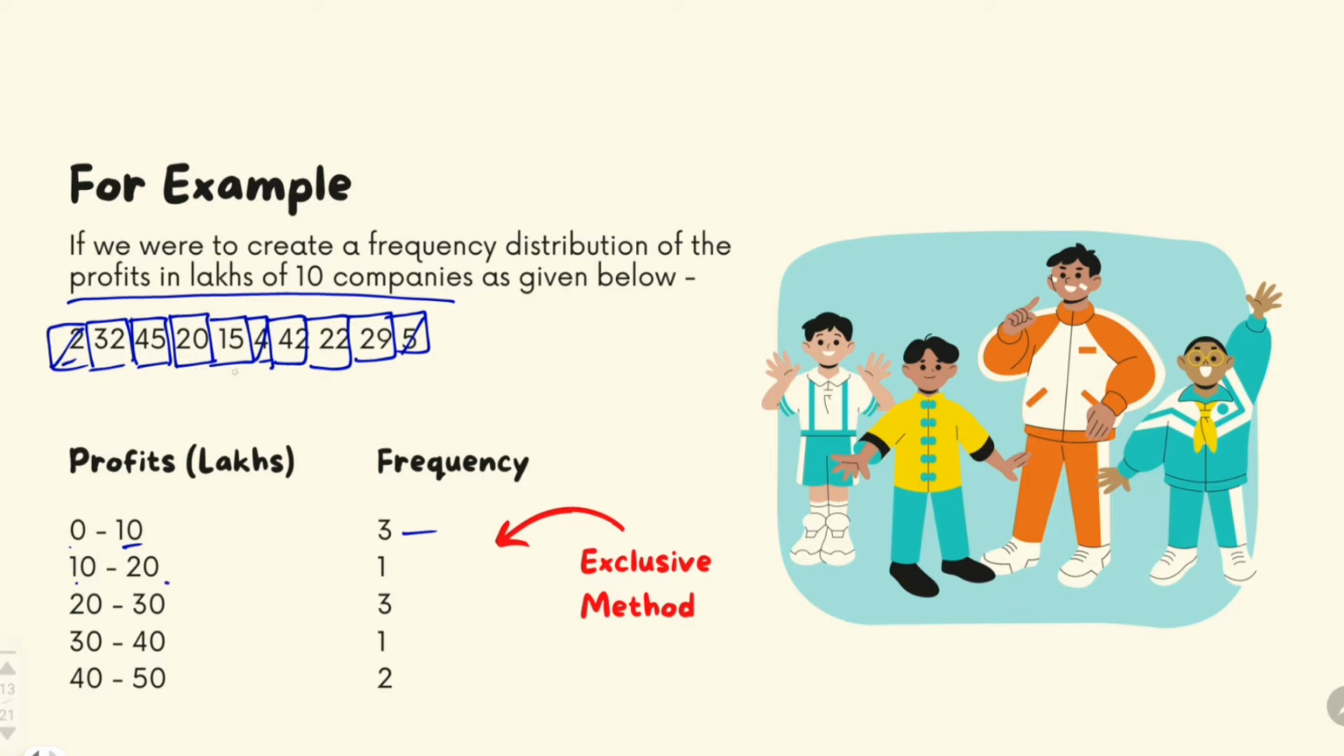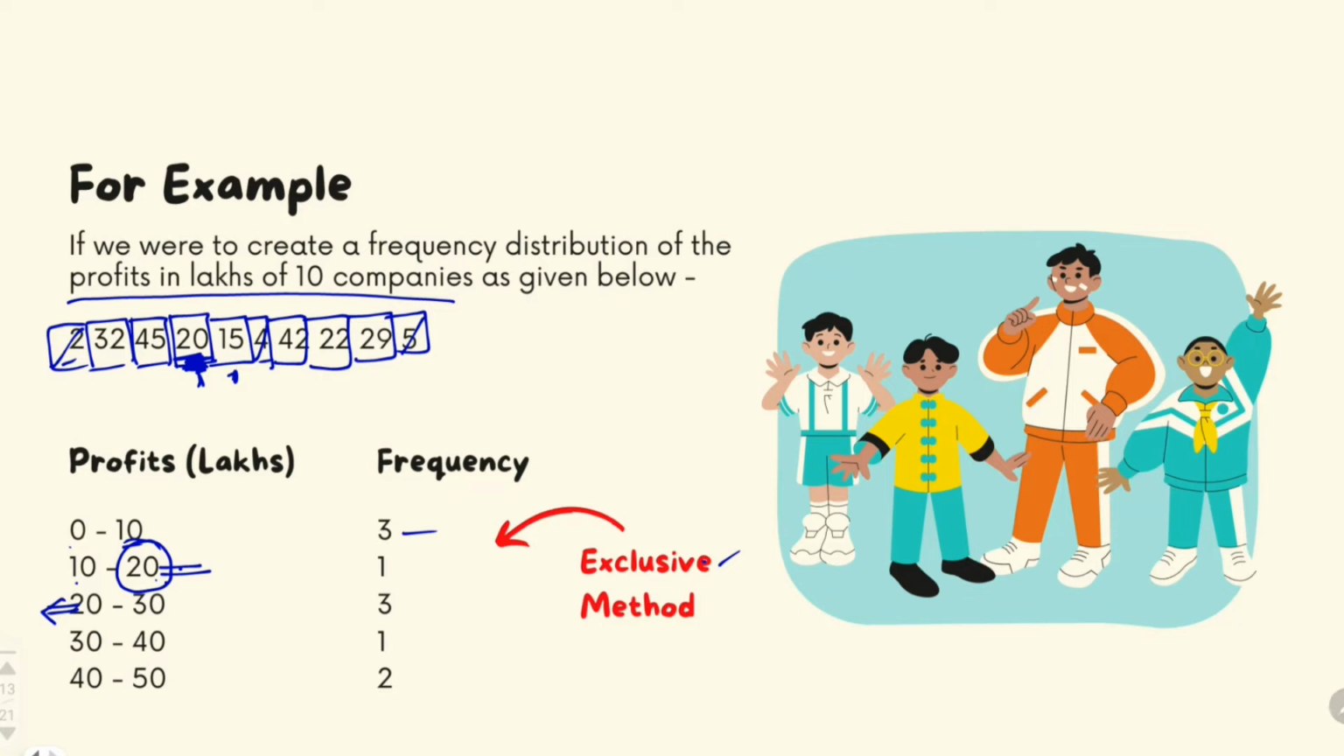So within 10 to 20 I have 20 and 15. Now 20, if you see, is the borderline. Whether I include 20 lakhs, that is the bordering value, in my upper limit or my lower limit. See, 20 I have over here and here, right? So where do I include my frequency for this particular data? Do I include it over here or over here? That's what the exclusive and inclusive method decides. I'll show you, the other one comes.